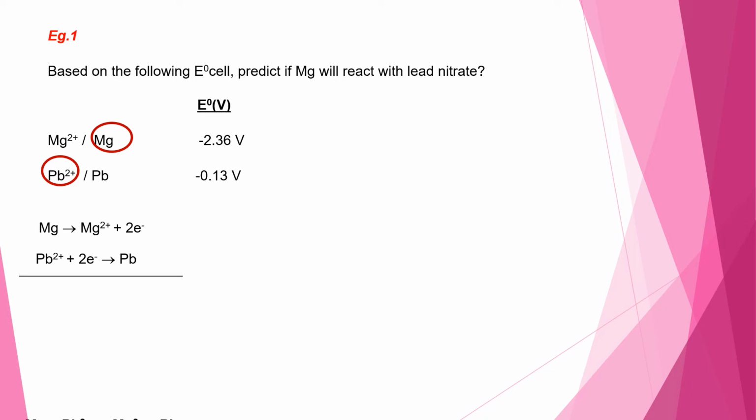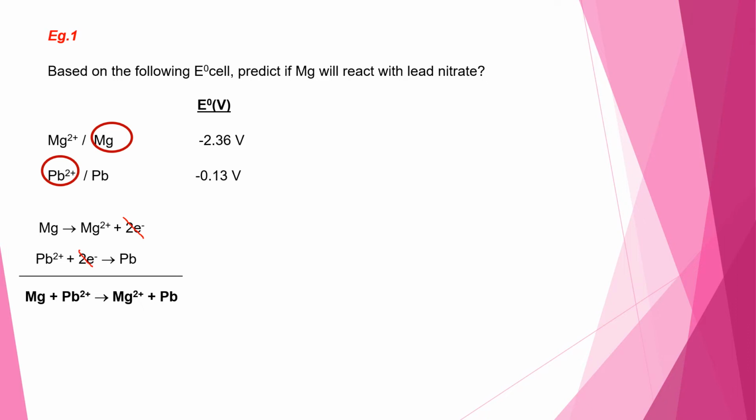Write the overall equation. To write the overall equation, we cancel the electrons, as we have learned in our earlier session on writing balanced equations. So when the electrons are cancelled out, this is what we get. So what does this equation actually mean? This equation means that the forward reaction is possible, not the backward reaction. So it basically means that magnesium can react with the lead ions. Magnesium ion cannot react with lead metal.